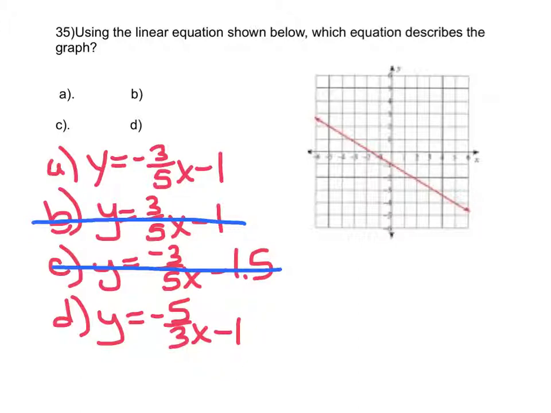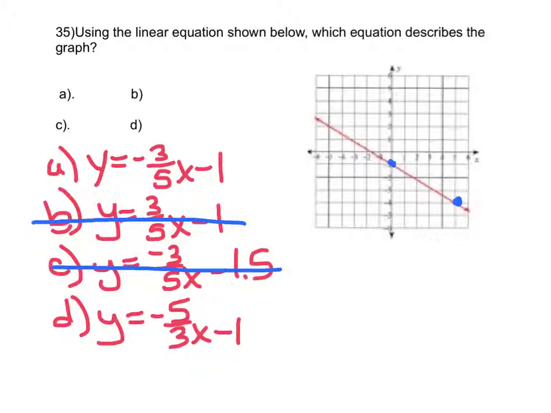So the next thing I want you to do is we need to figure out if our slope is going down 3 and to the right 5 or down 5 and to the right 3. So let's go ahead and take a look. We have this point right here that we have. And then let's pick another point where it's going to cross. Let's go down here where it has a nice intersection point.